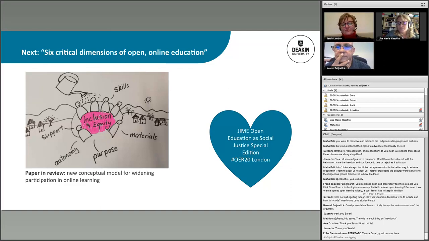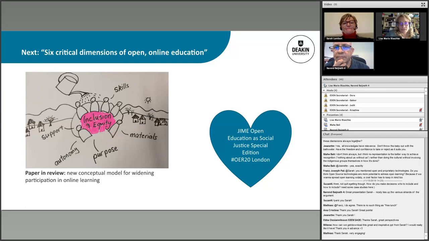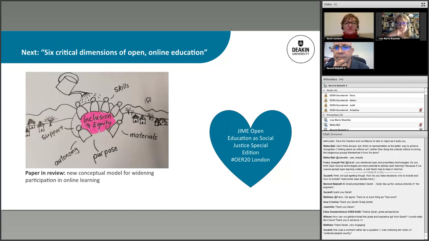From Franz Josef, who has said, you mentioned open and proprietary technologies. Do you think open source technologies have more potential to address open learning? Because if we want to spread open learning widely, a cost factor has to be kept in mind as well. I think open source technology, there are certainly open platforms we're very grateful to have, and I think they can make a difference.